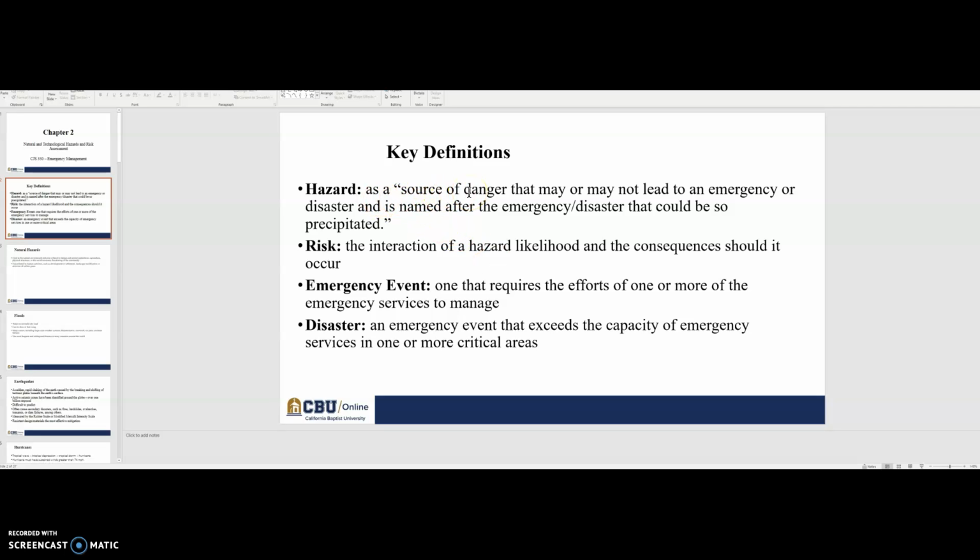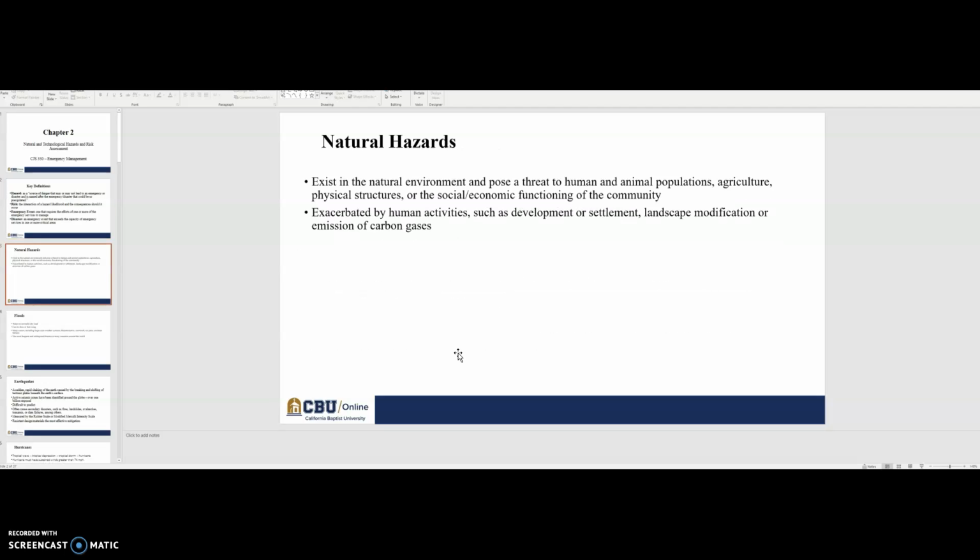A hazard is a source of danger that may or may not lead to an emergency or disaster, and is named after the emergency or disaster that could be so precipitated. Then you have risk, emergency management, and then a disaster, an emergency event that exceeds the capacity of emergency services in one or more critical areas. And these seem to happen a lot more now. In week 1, we discussed building out those relationships and contacts in advance so that when a disaster does strike, you can employ more than one agency to assist, or another neighboring city.